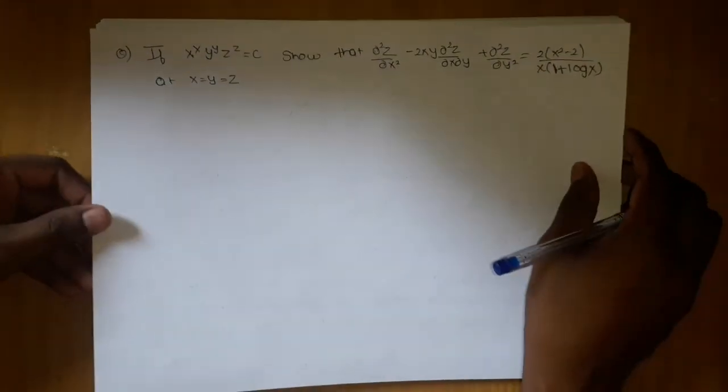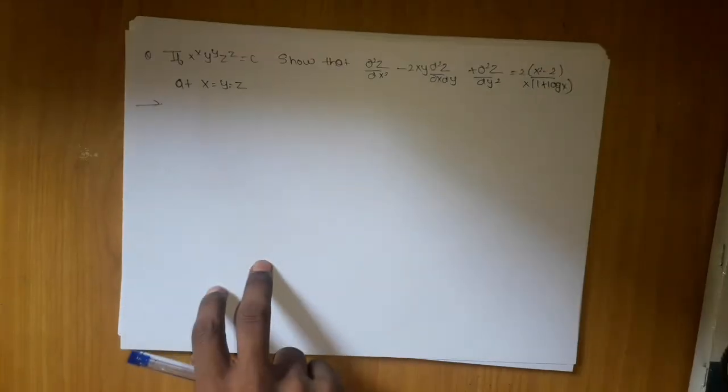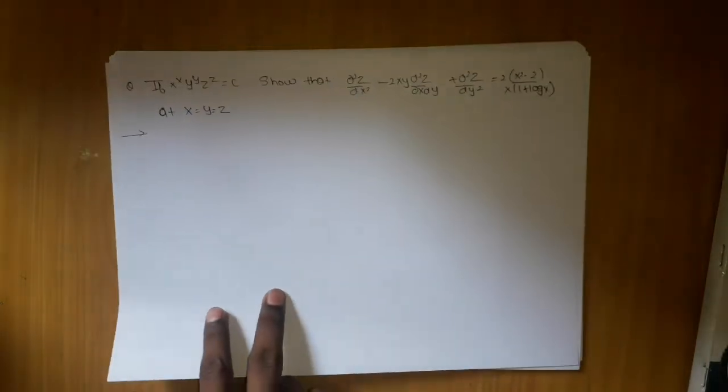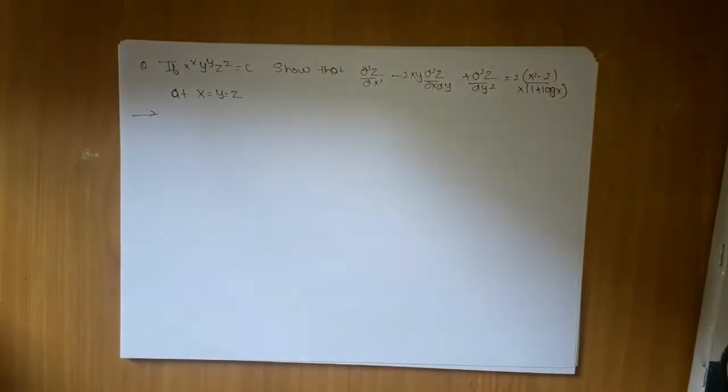You have to just make out what the dependent and independent variables are. The next question which we are going to take is this: if x square into y power y into z power z equals c, then dou square z by dou x square minus 2xy dou square z by dou x into dou y plus dou square z by dou y square equals 2 into x square minus 2 by x into 1 plus log x at x equals y equals z.